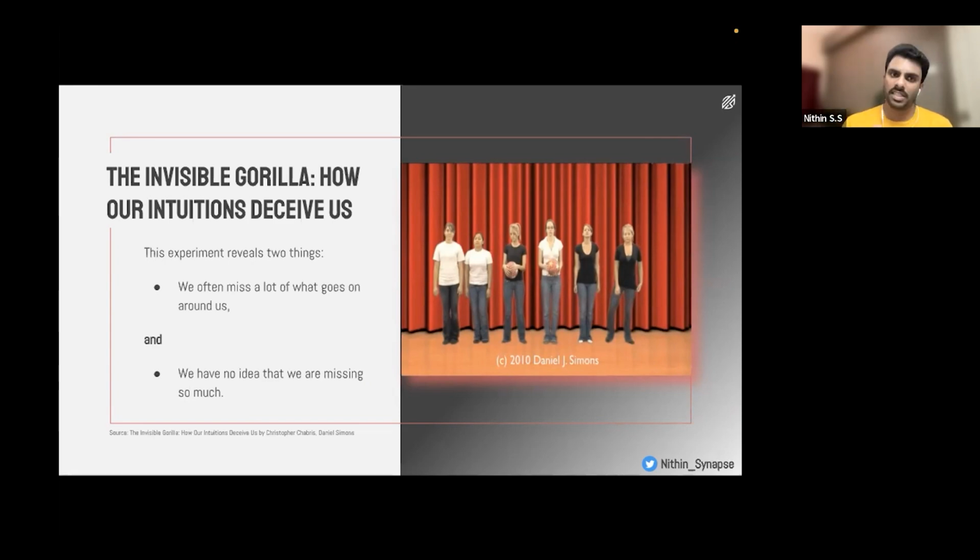In between the passing of the ball, a gorilla passed by in the video. In the end, these 2 researchers asked the folks who were watching the video, did any of you notice the gorilla which passed by? Everyone said no, because all of them were too focused on how many times the ball was passed between the people who wore white shirts. So we often miss a lot of what's going on around us, and we have no idea what exactly we are missing.